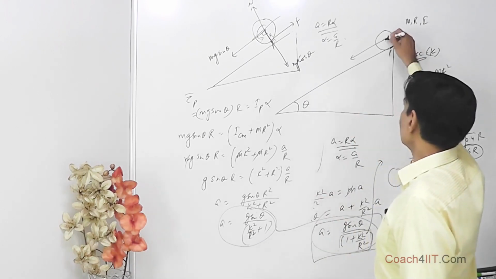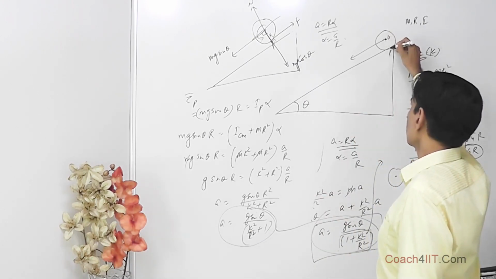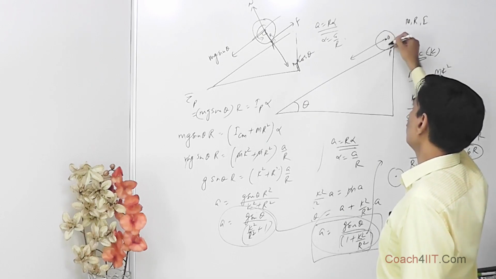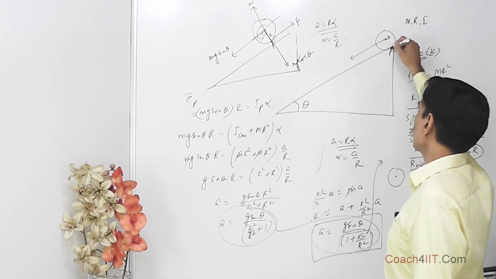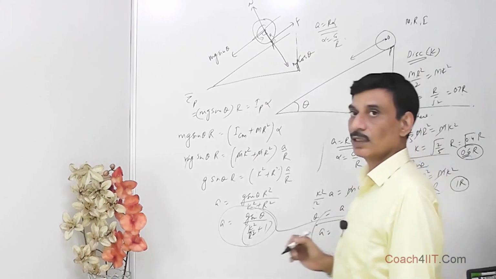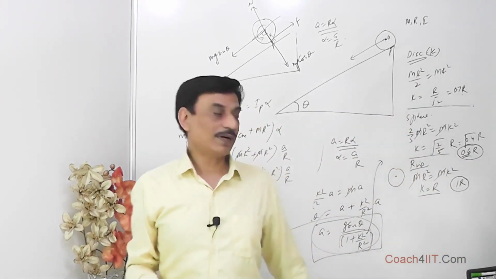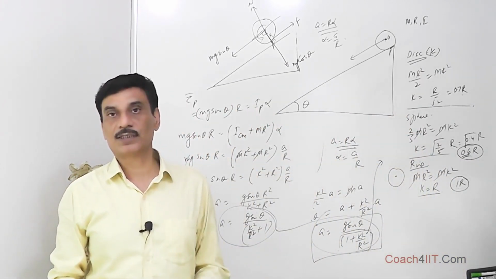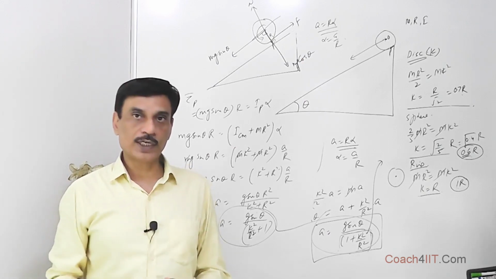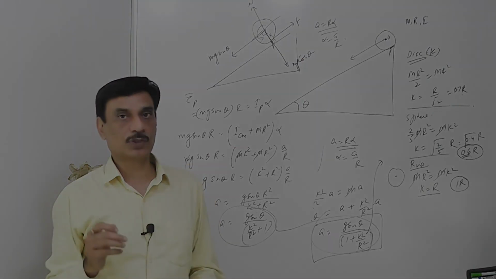Whether you take this as the axis of rotation or you take this axis of rotation, if you take this as the axis, I will be only about this axis. If you take about this, then I is about this axis. And using A is equal to R alpha, we find that we get the same answer. Now let's do it on the basis of conservation of mechanical energy.